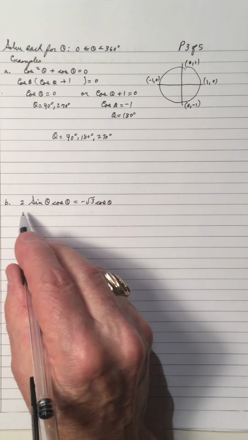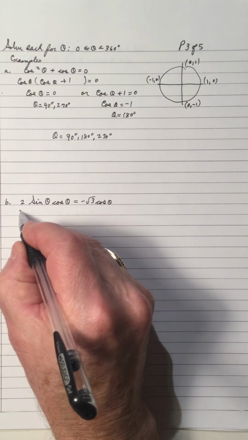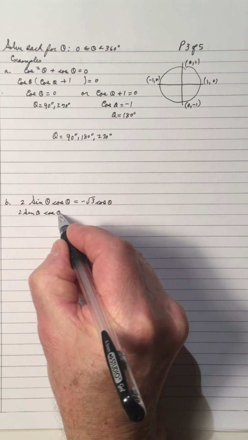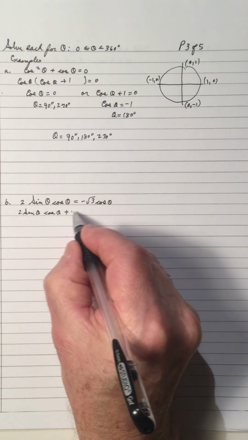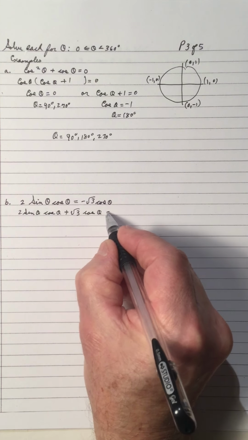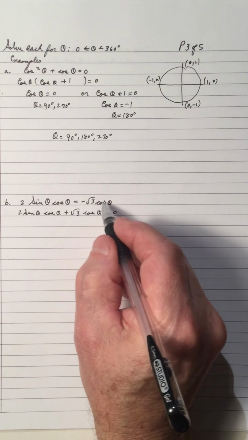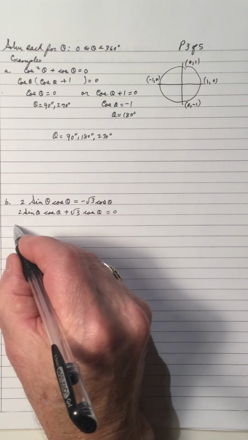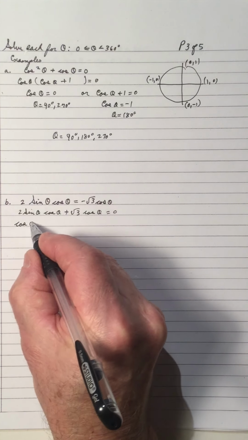B. Now we have an equation, so we have to move all the variables to the left side, which I'm doing. Equals 0, so negative root 3 cos theta moved over becomes plus, and I see that there's a cos theta as a common factor.